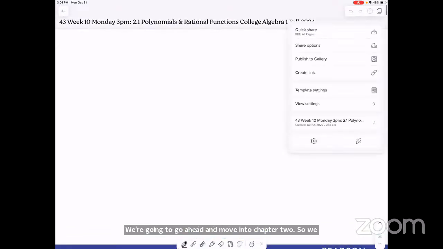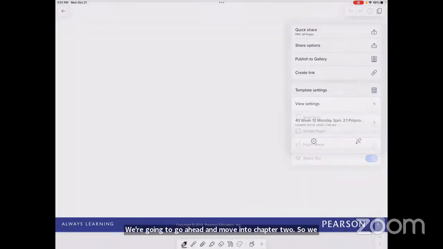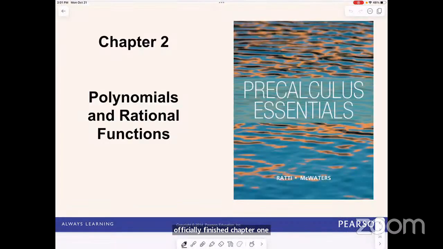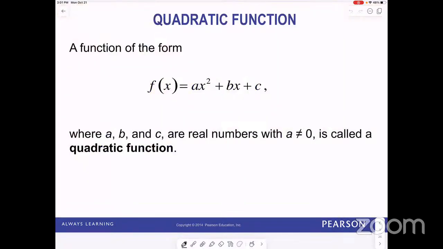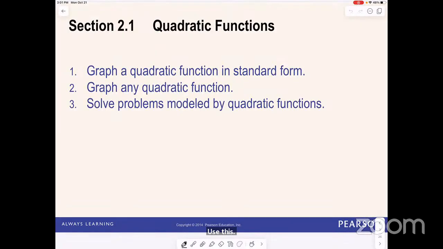Other than that, we're going to go ahead and move into chapter 2. So we officially finished chapter 1. We're starting chapter 2 with section 2.1, quadratic functions. A few objectives: 1, graph a quadratic function in standard form. 2, graph any quadratic function. 3, solve problems modeled by quadratic functions.